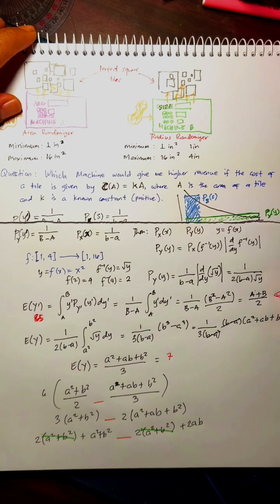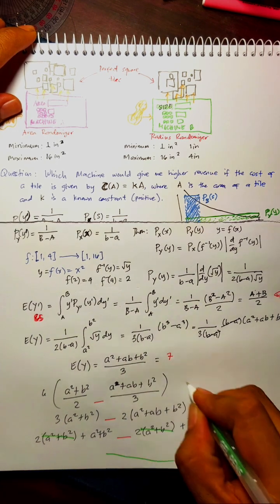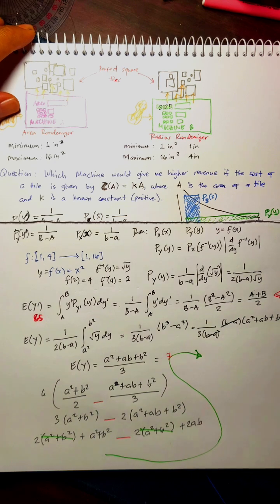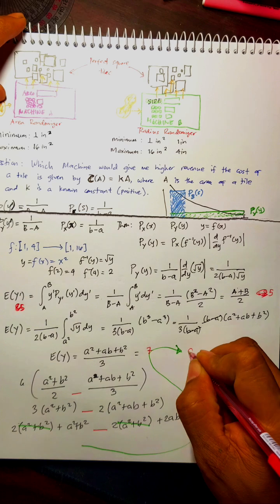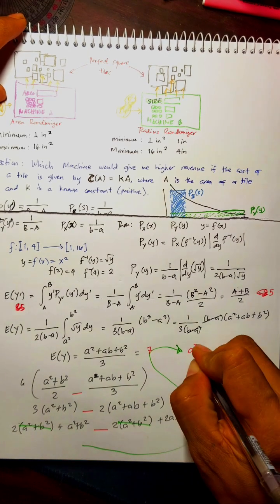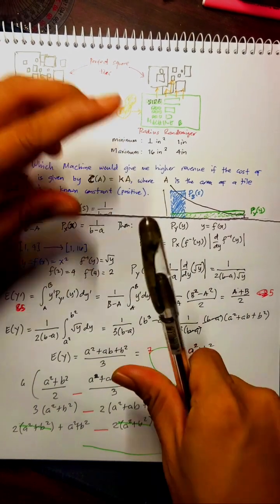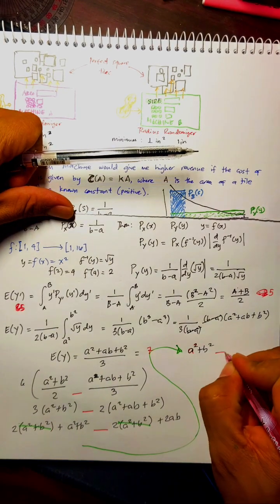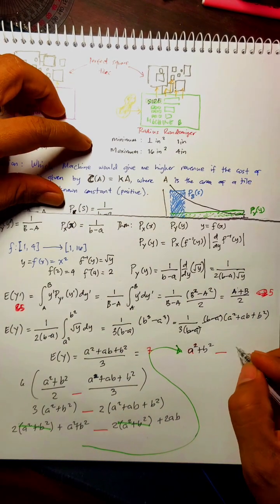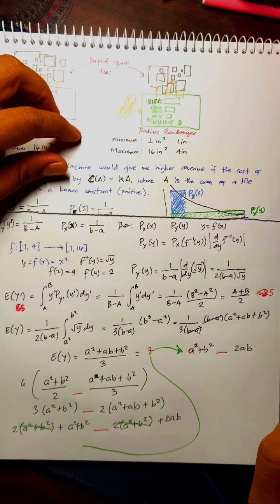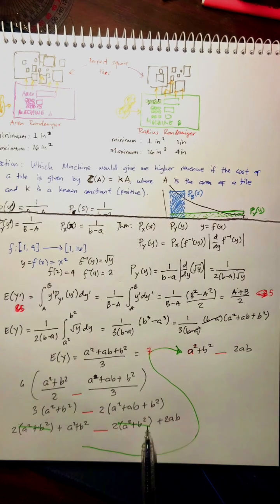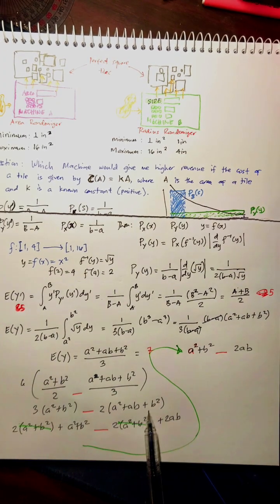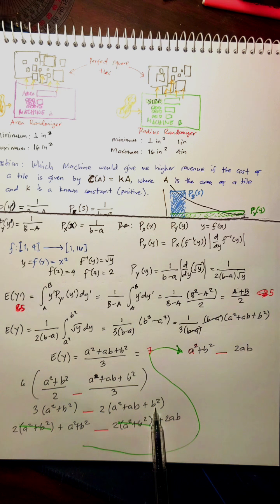Let's continue it here. What is left now is that we have A squared plus B squared. Is it less than or greater than 2AB? Because actually, as you can see, we know that B squared is greater than AB.